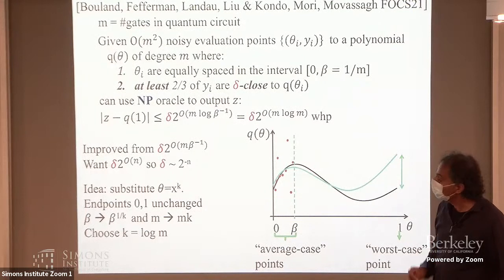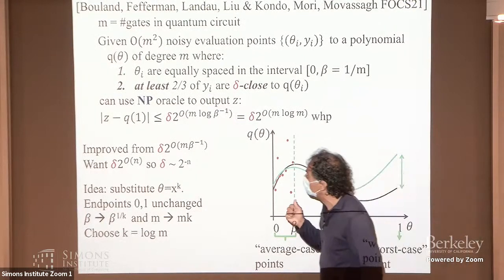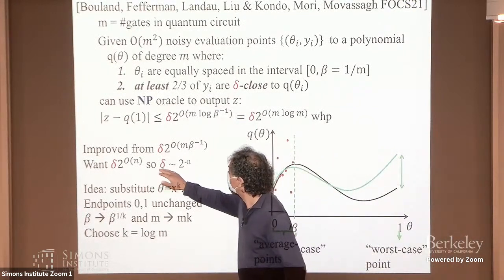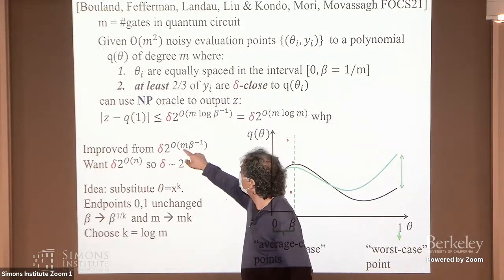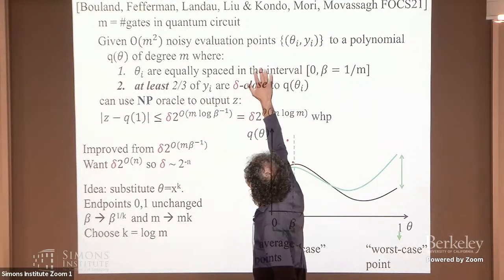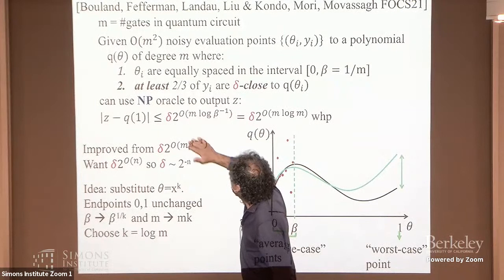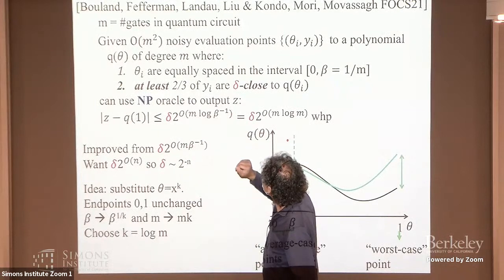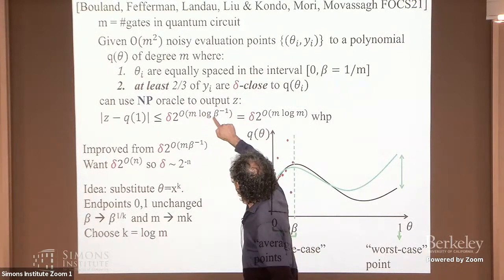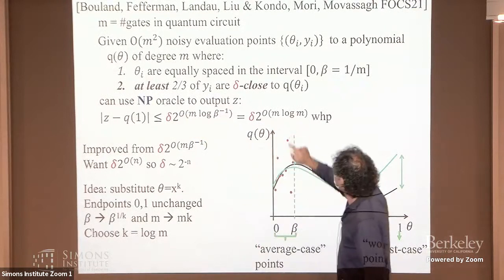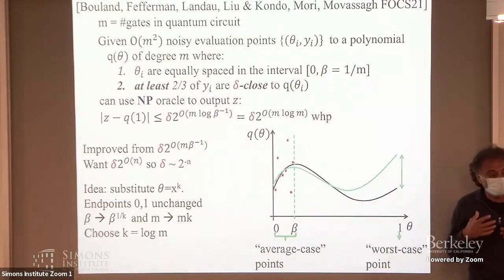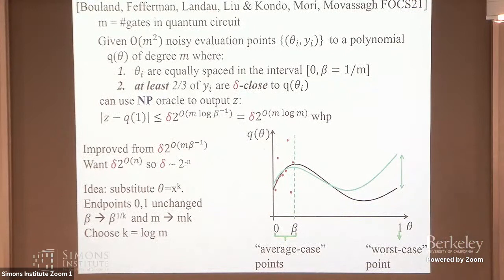But ideally you want to choose delta to be roughly 2 to the minus n. So we really have to improve this a lot. That's what these people did. They improved this to order m times 2 to the order m log beta, which is order m log m. But as you can see, order m log m is still not good enough, right?